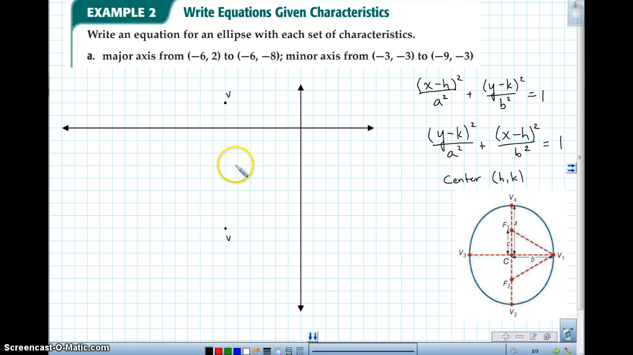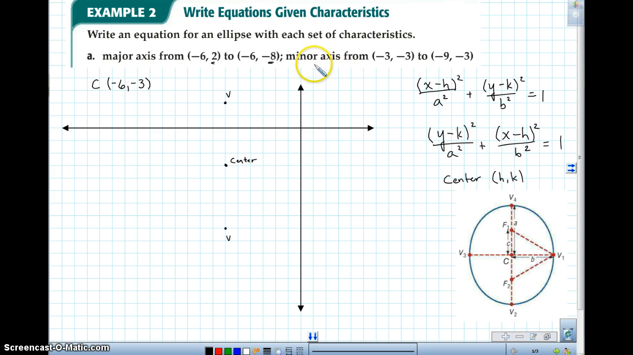Regardless of whether or not we know what the minor axis is, we know that the midpoint between these two vertices has to be the center of our ellipse. You can either count if you have your graph, or take the average of the y coordinates. The average between 2 and negative 8 would be negative 3. So the center is at negative 6, negative 3. That's the midpoint. Now that we have our center, I'm going to write that coordinate, negative 6, negative 3, because that's going to be important. That's our h and our k for writing it in standard form.